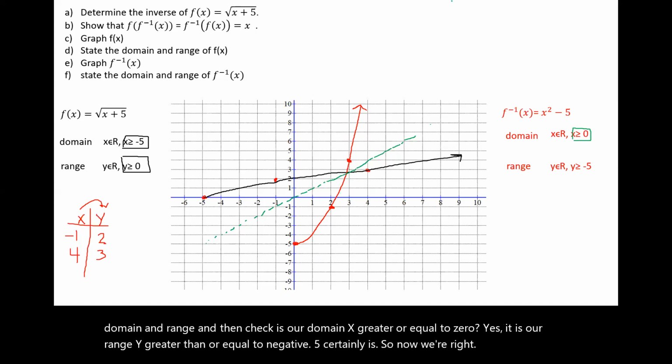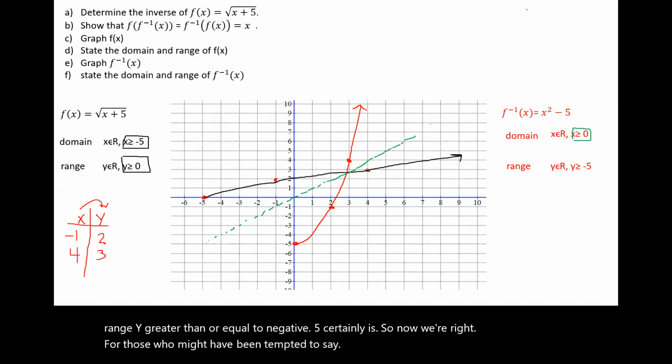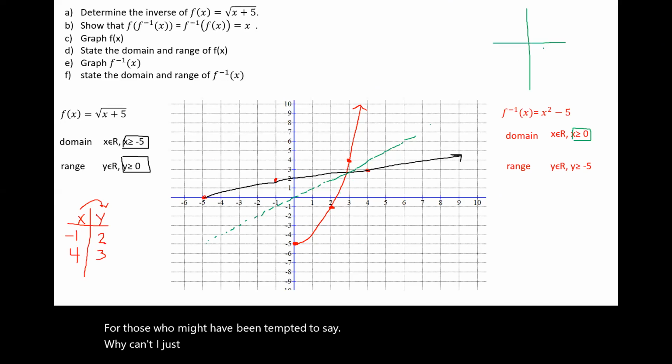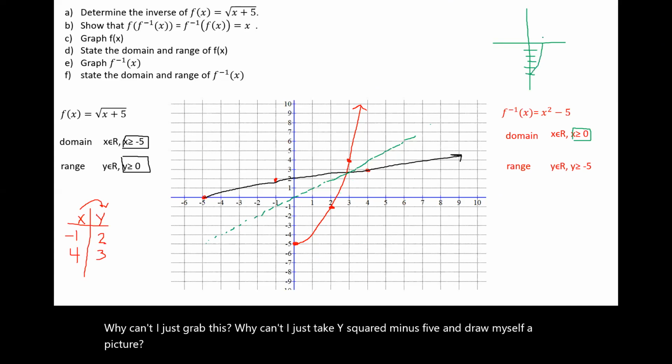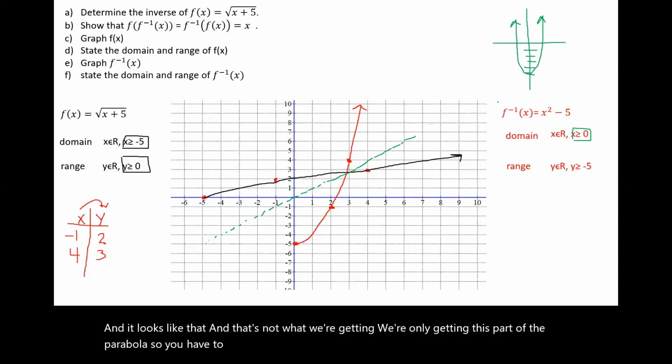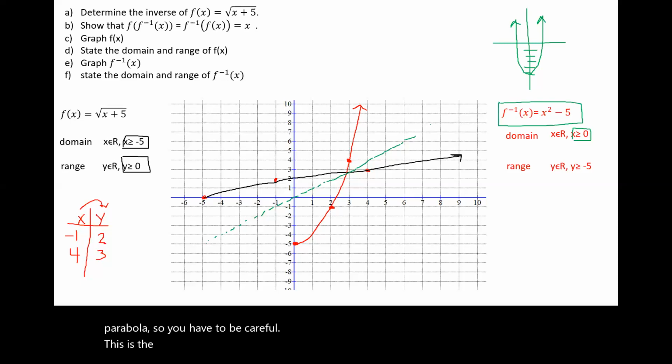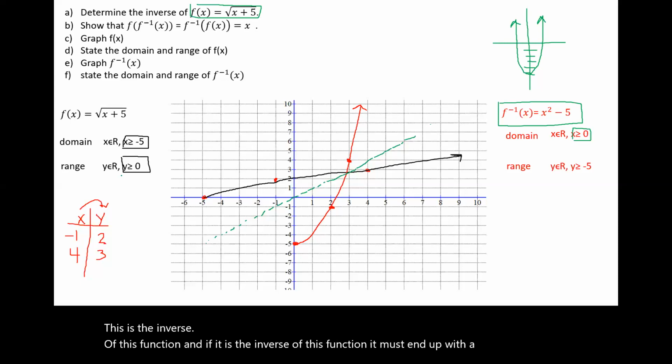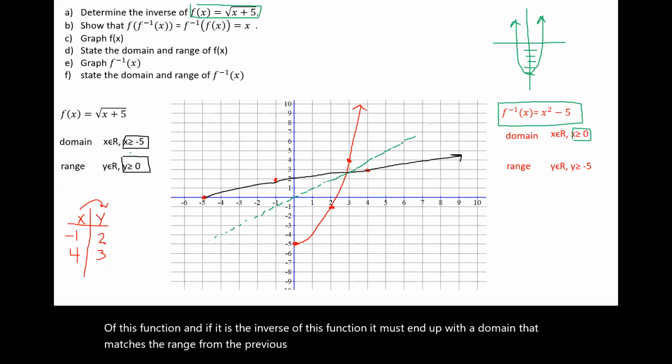For those who might have been tempted to say, why can't I just graph this? Why can't I just take y squared minus 5 and draw myself a picture? It's a parabola, and it looks like that. And that's not what we're getting. We're only getting this part of the parabola. So you have to be careful. This is the inverse of this function. And if it is the inverse of this function, it must end up with a domain that matches the range from the previous one. So if there are any restrictions over here, you must see them over there.